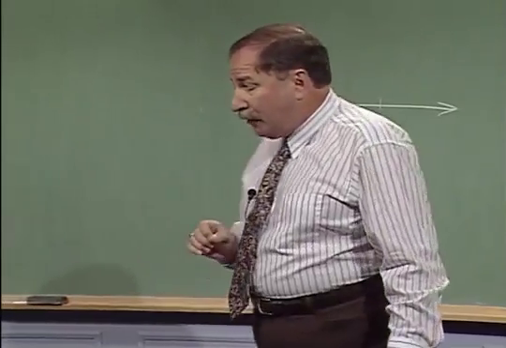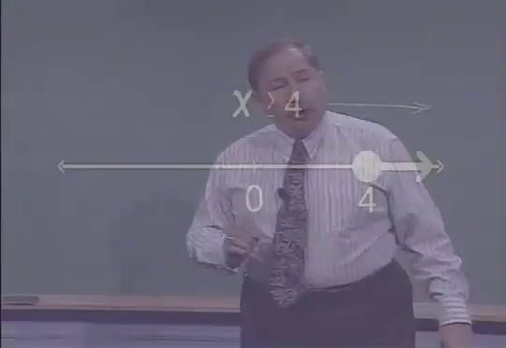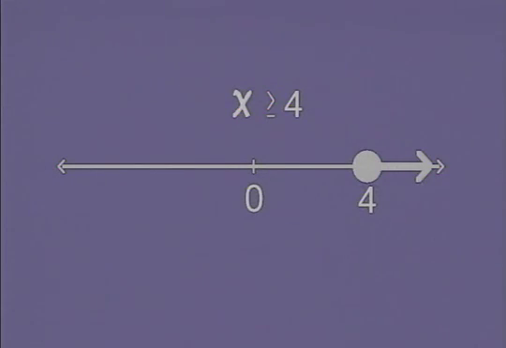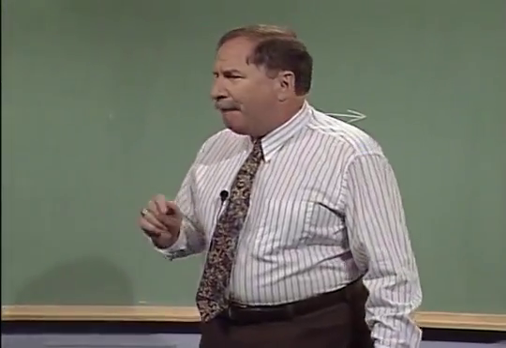Let's take a look at the next visual. This is a graph of the solution to our second problem. X is greater than or equal to 4. Notice two things. The arrow goes to the right because it's greater than, and the circle is colored in, which means it includes the number 4. X is greater than or equal to 4. Now, I talked about checking, but I like to go back and emphasize it.